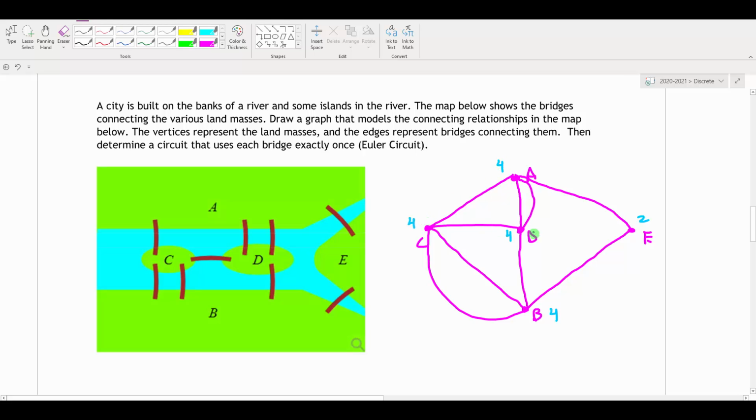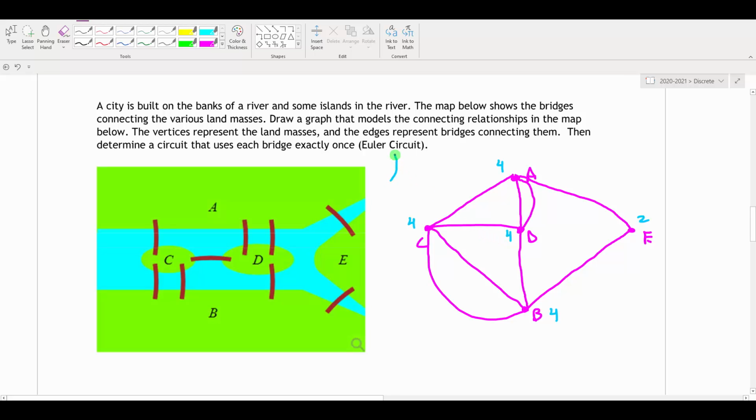And you'll notice that all of the vertices have an even degree. So there is an Euler circuit that exists in this. And that's exactly what they're going to ask for next. It says determine a circuit that uses each bridge exactly once. Now in the instructions, they don't always explicitly say Euler circuit, but that is the definition of an Euler circuit: a circuit that uses every connecting edge exactly once. That's what an Euler circuit is. So they're really asking you for an Euler circuit from the graph that you just created.